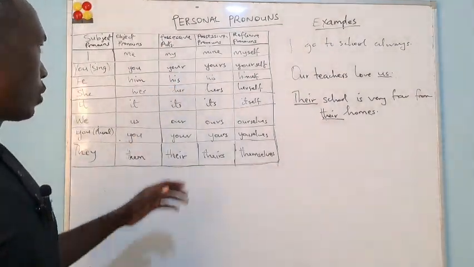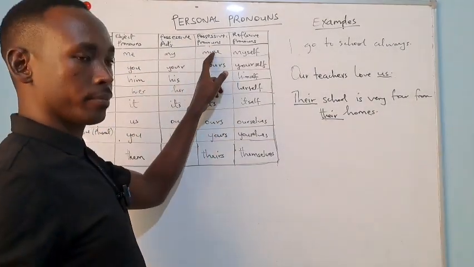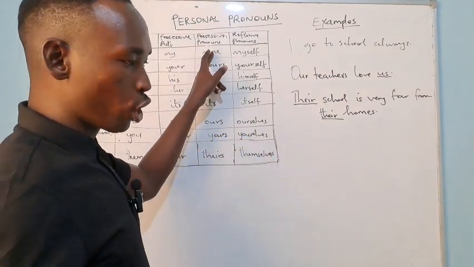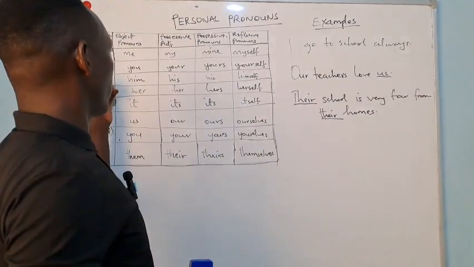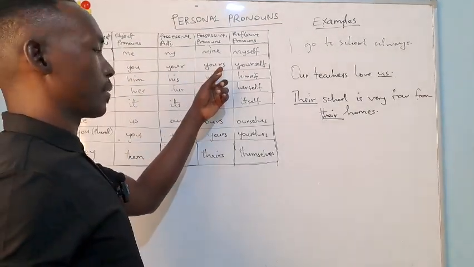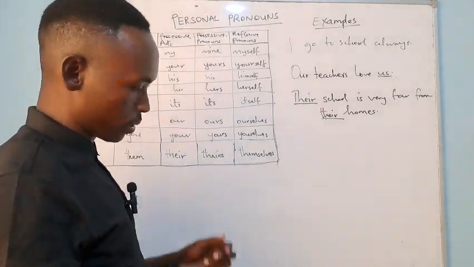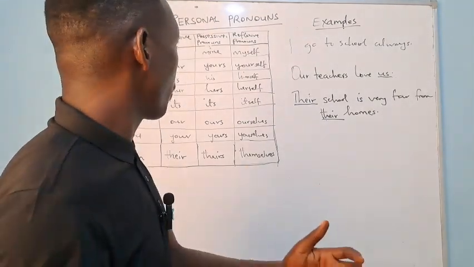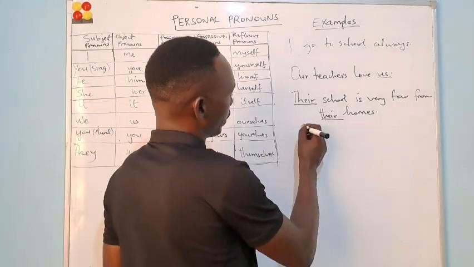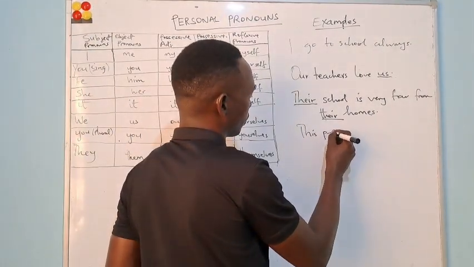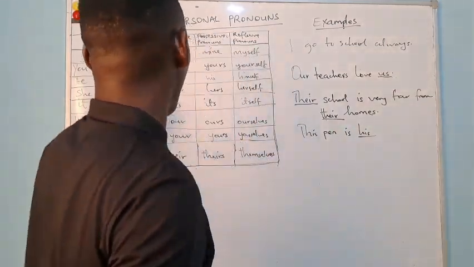Okay, then we can shift to these possessive pronouns. The possessive pronoun for I is mine. This book is mine. The possessive form for you, singular, is yours. This house is yours. This home is yours. This mother is yours. The possessive pronoun for he is his. This pen is his. It belongs to him.